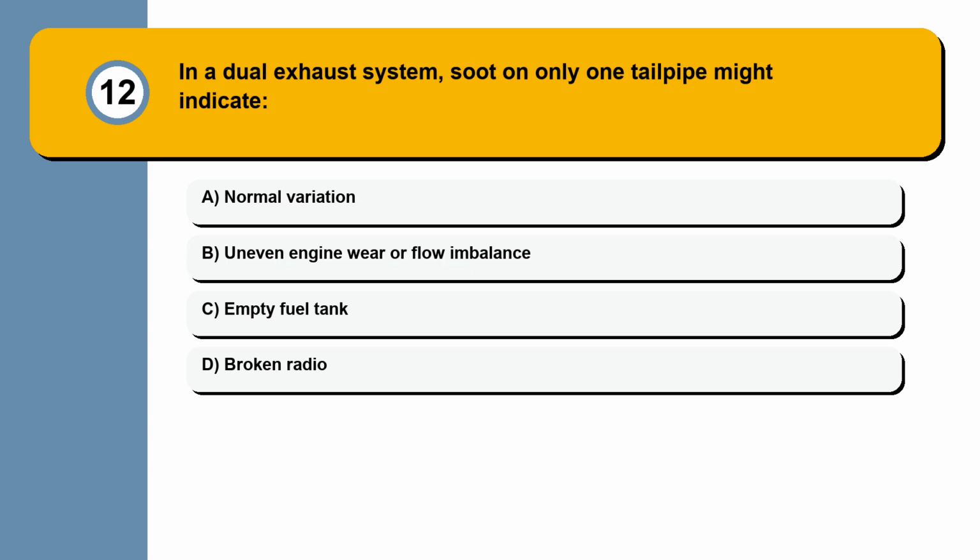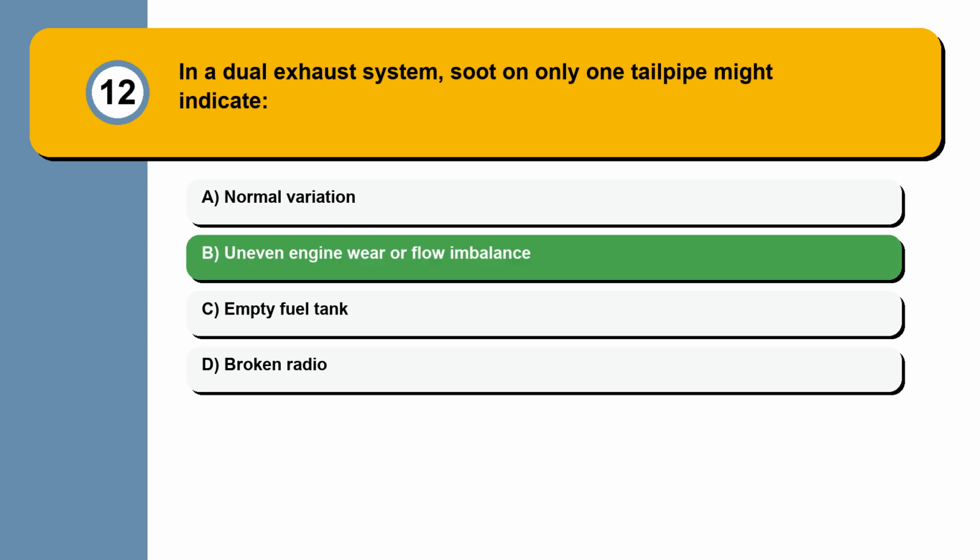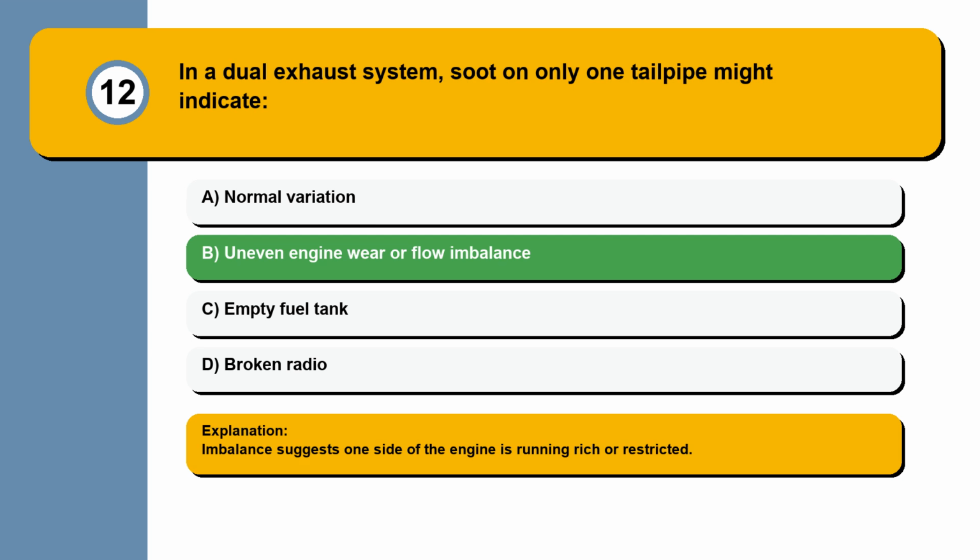Question 12. In a dual exhaust system, soot on only one tailpipe might indicate normal variation, uneven engine wear or flow imbalance, an empty fuel tank, or a broken radio. Imbalance suggests one side of the engine is running rich or restricted.